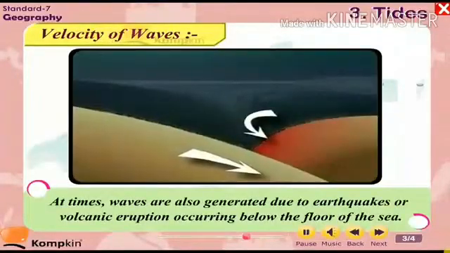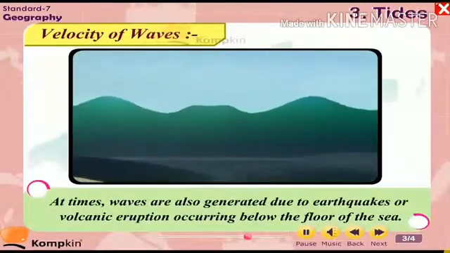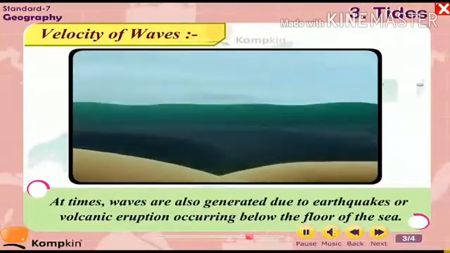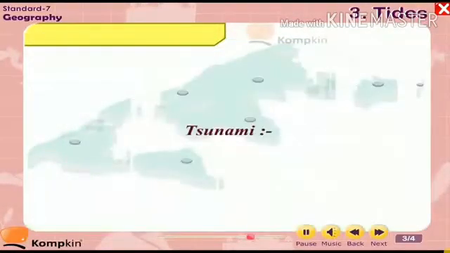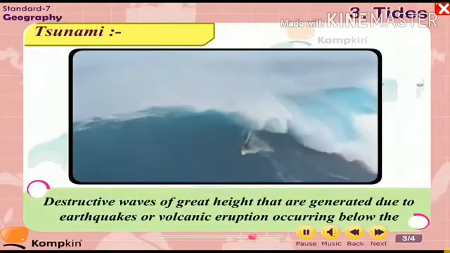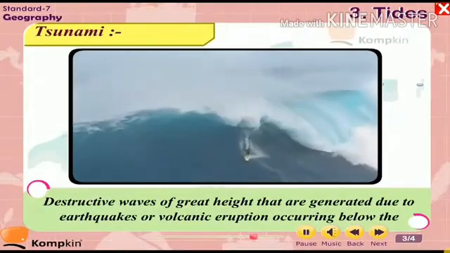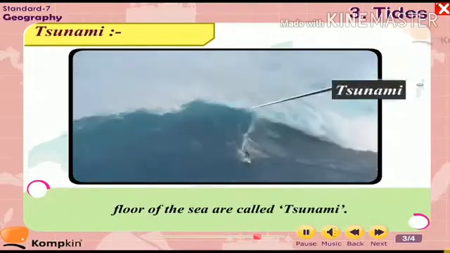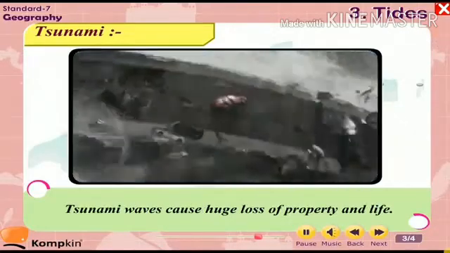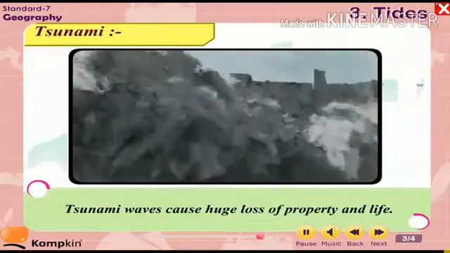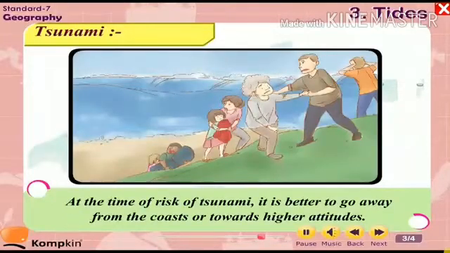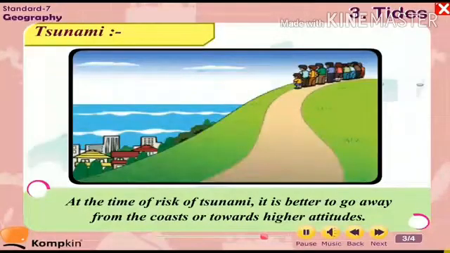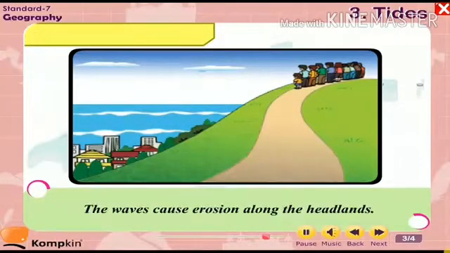At times, waves are also generated due to earthquakes or volcanic eruption occurring below the floor of the sea. Tsunami. Destructive waves of great height that are generated due to earthquake or volcanic eruption occurring below the floor of the sea are called tsunami. Tsunami waves cause huge loss of property and life. At the time of risk of tsunami, it is better to go away from the coasts or towards higher altitudes. The waves cause erosion along the headlands.